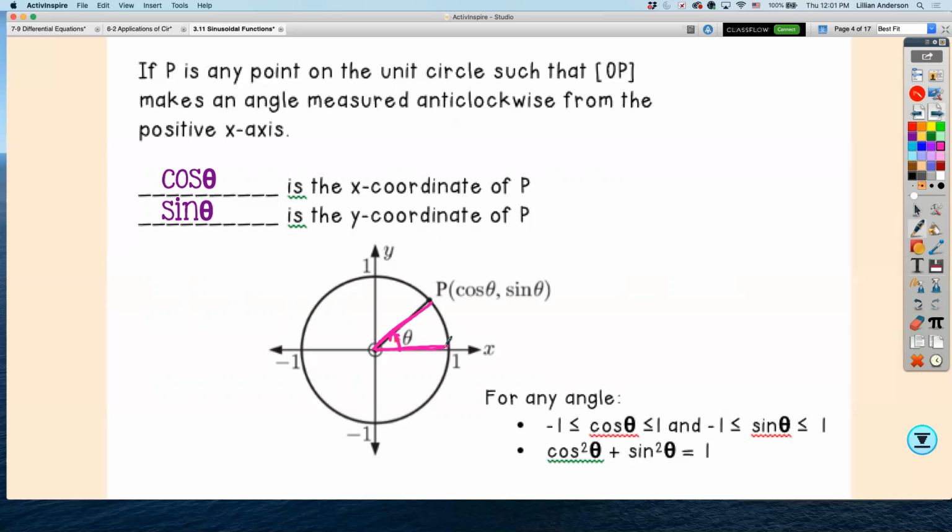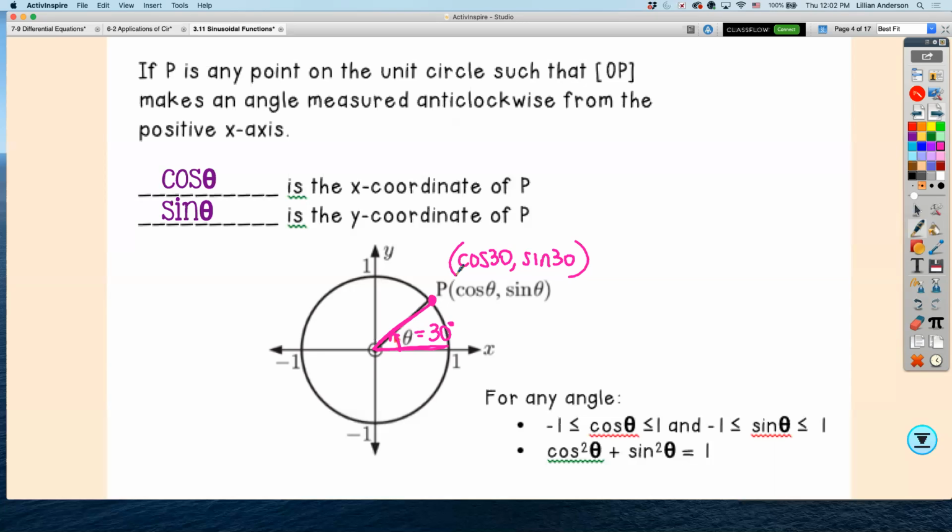So what does that mean? That means for any point that lies on the unit circle, to find its coordinates, you would take the cosine of that angle and the sine of that angle. So if the angle was 30 degrees, then to find the coordinate for point P, you would do the cosine of 30 degrees and the sine of 30 degrees. Of course, you want to make sure that your calculator is in degree mode anytime you're working with this, because the angles we will be working with are in degrees.